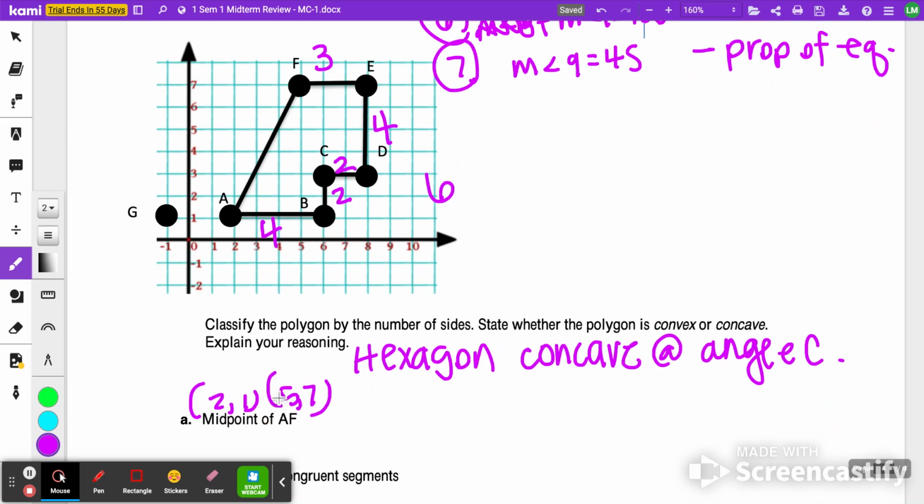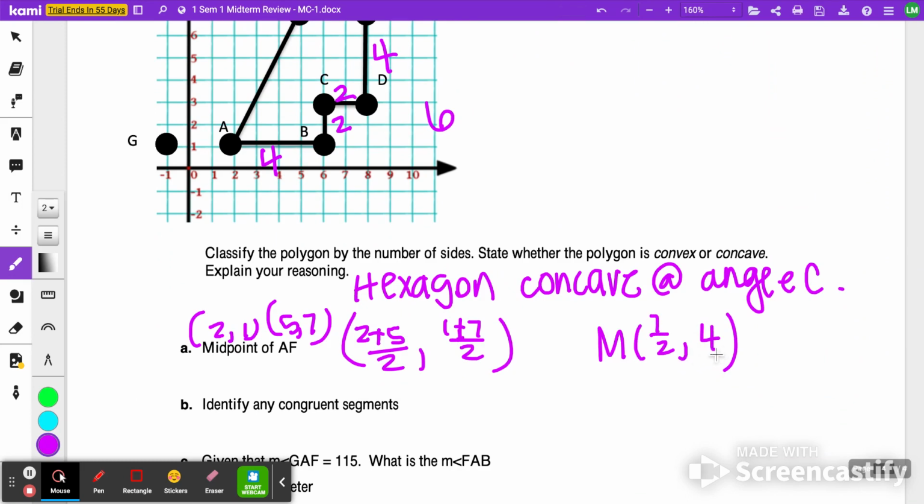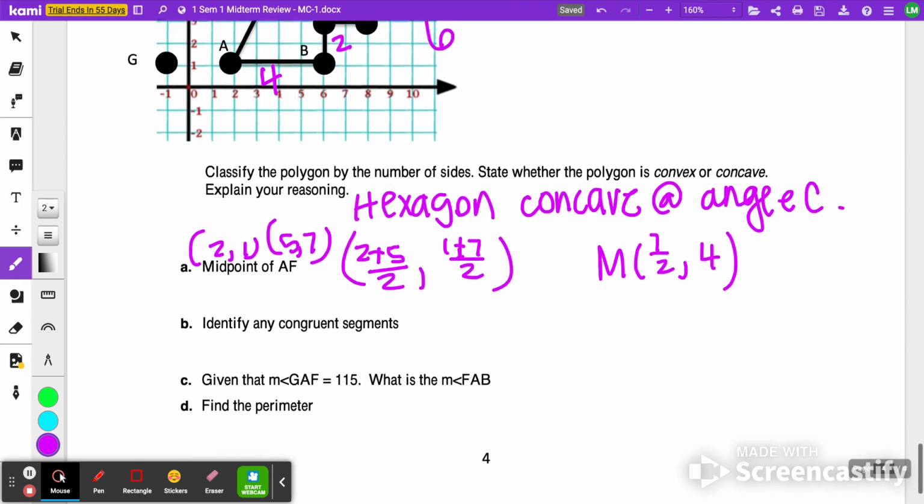So what I'm going to do is find the midpoint of that by adding my x's, adding my y's, and dividing them by 2. 2 plus 5 divided by 2, and 1 plus 7 divided by 2. That is 7 halves, 8 halves, so the midpoint would be 7 halves, 4. If you even wrote 3.5 for 7 halves, that would work.